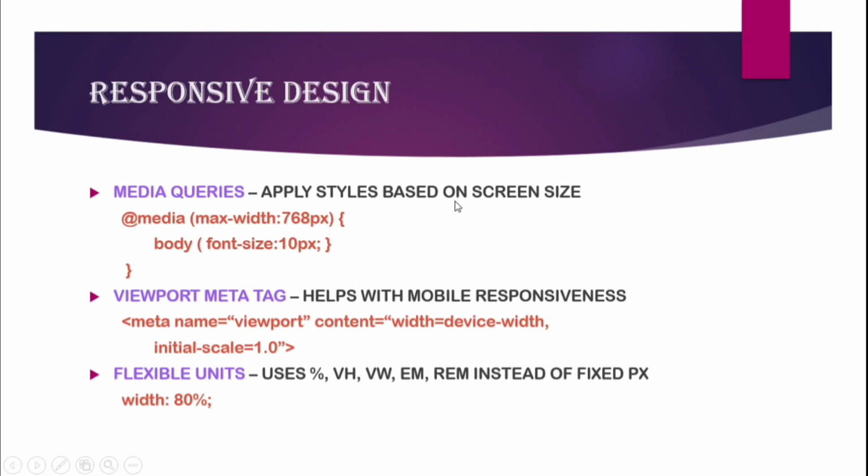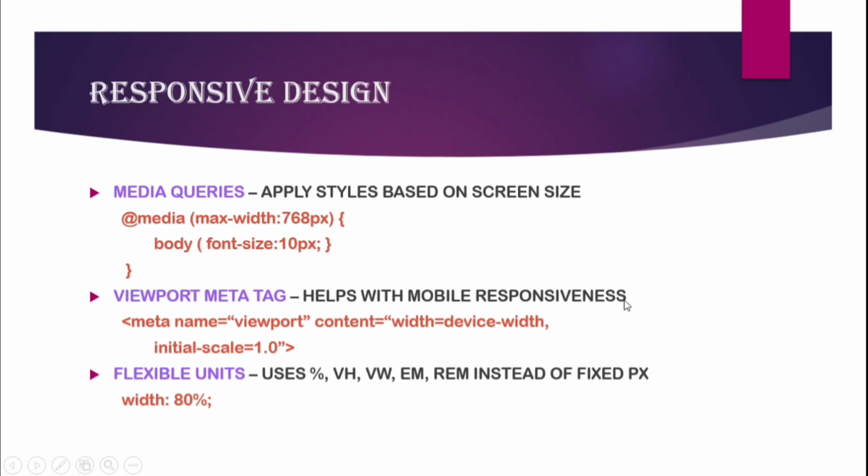Then we have flexible units, like using percentage, viewport height, viewport width, and rem instead of pixel. Pixel is a fixed value, but if you use percentage, you can mention 80%. What is 80%? The entire screen size will be considered as 100%, and for any item that we have added, like a card that I've created, I want that card to take a space of 80% of the entire width, then I can add width equal to 80%. So the entire screen width becomes 100%, and I only want to take 80%. This is nothing but a flexible unit.